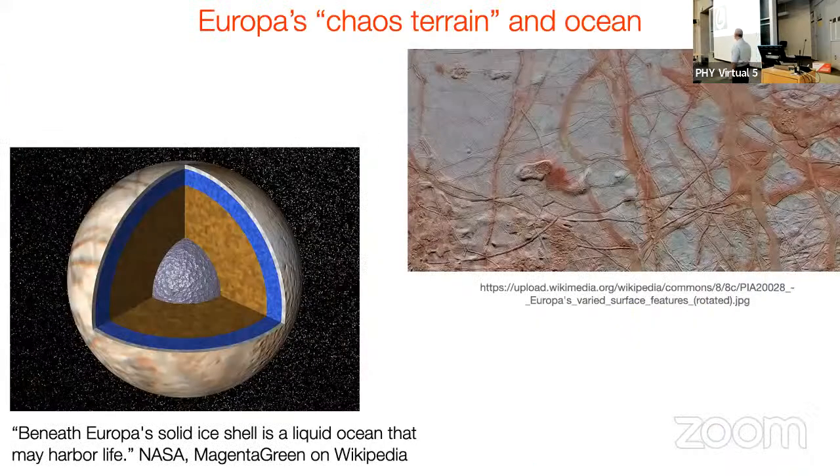So Europa looks like this. Its radius is 1,500 kilometers, so it's smaller than our moon. Gravity is about 10 times weaker than on Earth. And there's an ocean that's estimated to be 100 kilometers deep. Okay, so a very, very deep ocean.